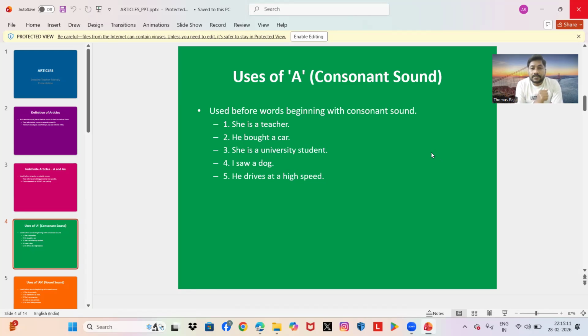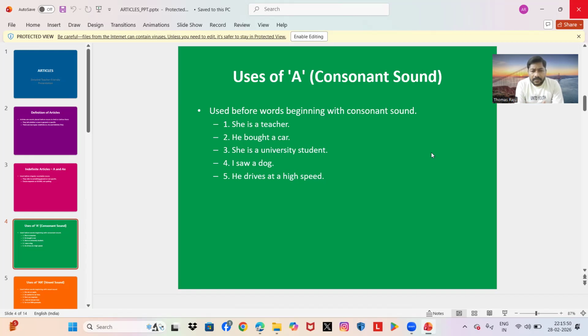సో ఏ అనేది ఎక్కడ యూజ్ చేస్తాం మనం? సింగులర్ నౌన్ ముందు అది కాన్సోనెంట్ సౌండ్ తోటి బిగిన్ కావాలి మళ్ళీ. సో అప్పుడు మనం ఏ అనే ఆర్టికల్ను యూజ్ చేస్తాం అన్నట్టు. So let us see some examples. కొన్ని ఎగ్జాంపుల్స్ చూద్దాం మనం ఇక్కడ. See, a teacher. Here it's beginning with a consonant sound. టీచర్ అనే వర్డ్ కాన్సోనెంట్ సౌండ్ తోటి బిగిన్ అవుతుంది కాబట్టి దాని ముందు మనం ఇండెఫినెట్ ఆర్టికల్ ఏ యూజ్ చేస్తున్నాం. He bought a car. Here also the word car begins with the consonant sound, and moreover it's a singular noun.